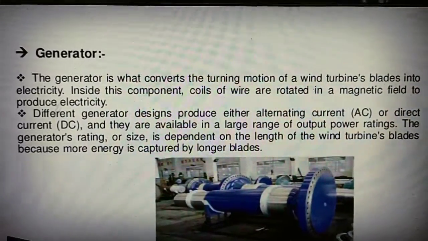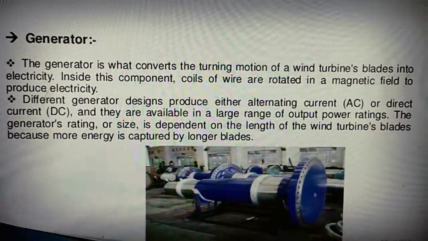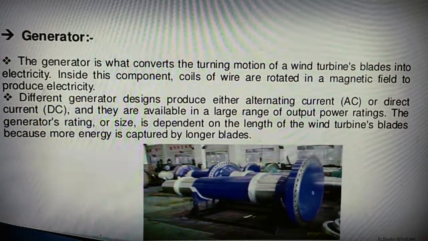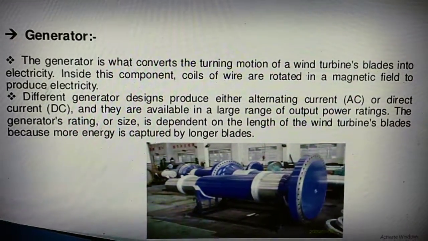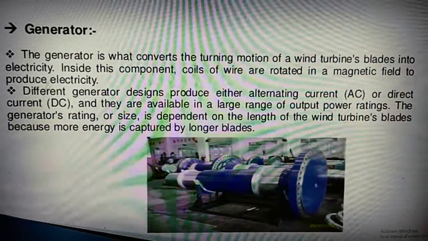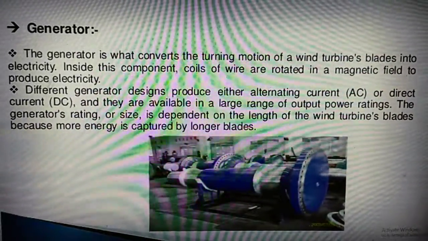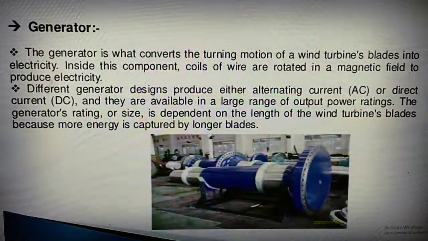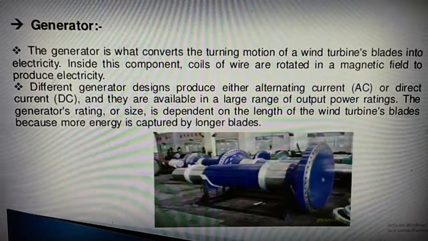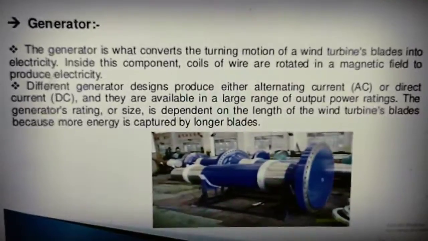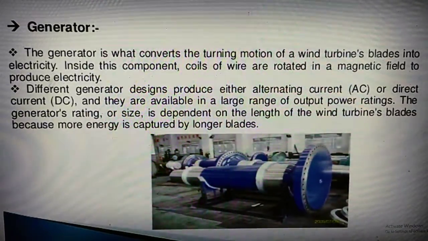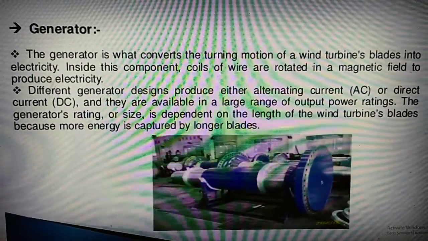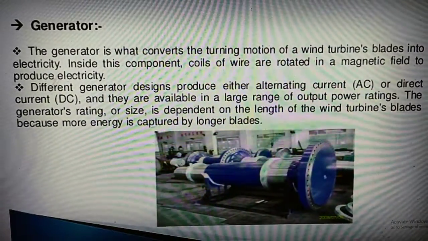Next one is the generator. The generator is what converts the turning motion of the wind turbine blades into electricity. Inside these components, coils of wire are rotated in a magnetic field to produce electricity. Different generator designs produce either alternating current, that is AC, or direct current, that is DC, and they are available in a large range of output power ratings.